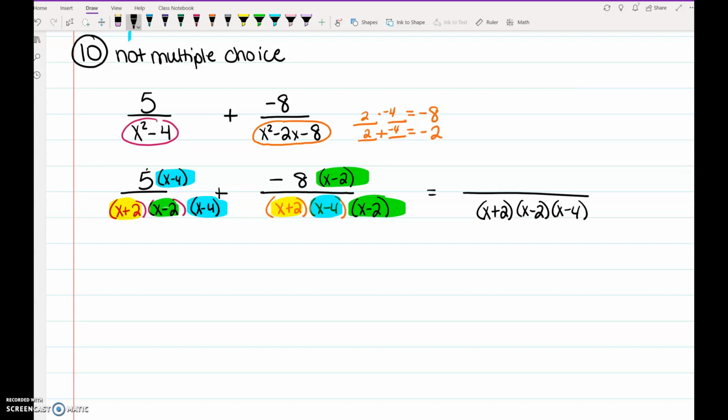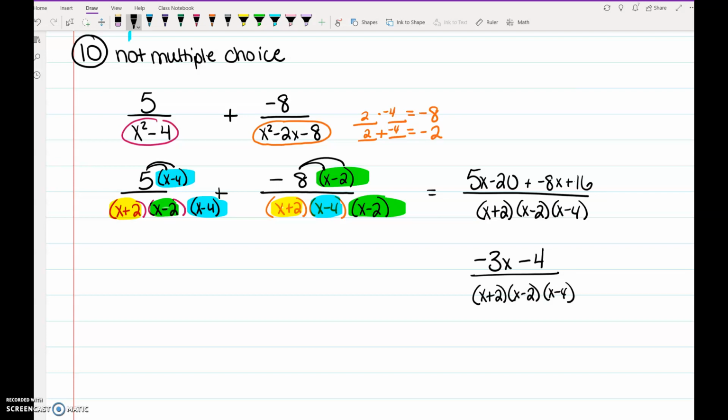On the top, distribute 5x minus 20 and negative 8x plus 16. And then combine like terms on the top. 5x and negative 8x is negative 3x. Negative 20 and 16 is negative 4. That is our final answer.